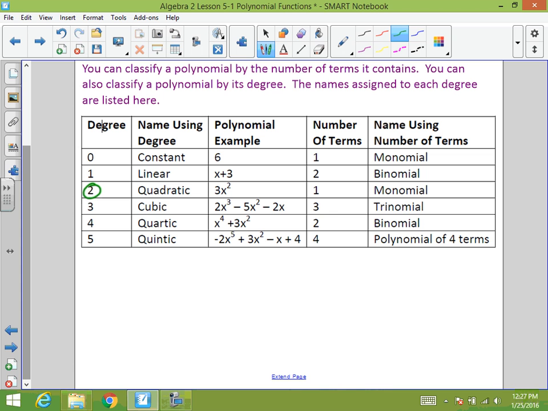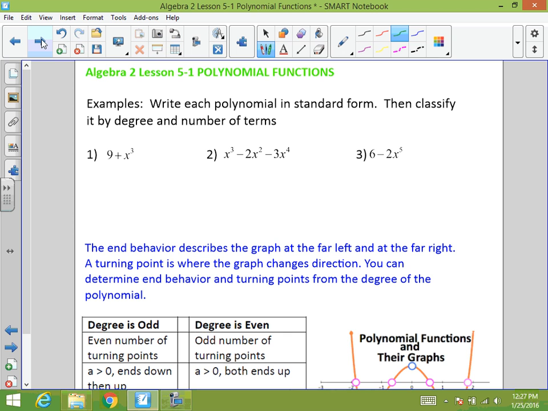Once you get past trinomial, you don't have special names. And pretty much once you get past quintic, you just have a degree of 6 or a degree of 7 or a degree of 8. Now, we're going to write each polynomial in standard form, and then we're going to classify it by its degree and the number of terms it has.